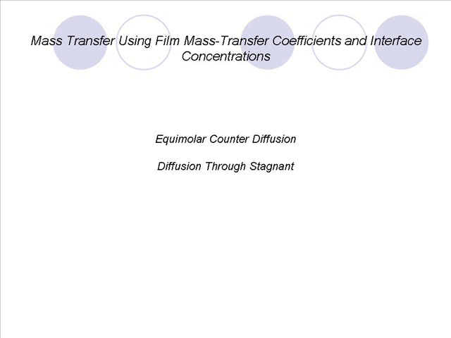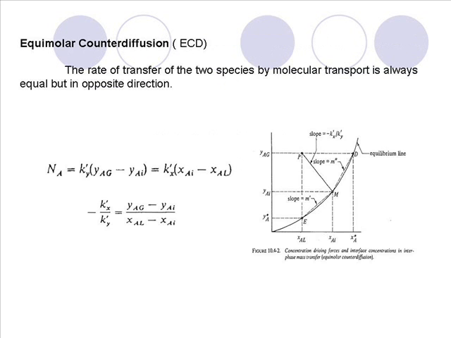Now let's talk about mass transfer in equimolar counterdiffusion and diffusion through a stagnant fluid. In equimolar counterdiffusion, the rate of transfer of two species by molecular transport is always equal but in opposite direction. This can be expressed in the equation Ky times (YAG minus YAI) equals Kx times (XAI minus XAL). We can also see that the slope of the line is equal to (YAG minus YAI) over (XAL minus XAI).